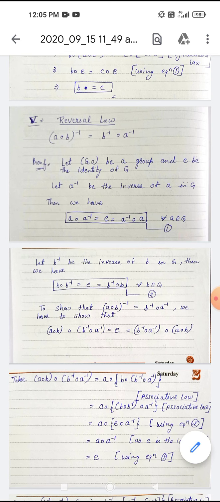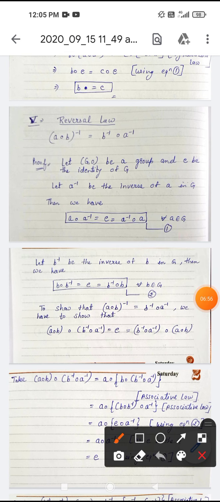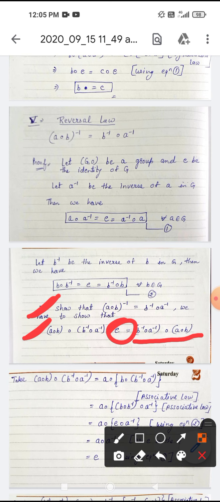Now, to show that the inverse of A operation B is B inverse operation A inverse, we have to show that, as I have discussed, A operation B operation B inverse operation A inverse is equal to E. The opposite is also equal to E, that is B inverse operation A inverse operation A operation B is also equal to E. So, first we will prove this one.